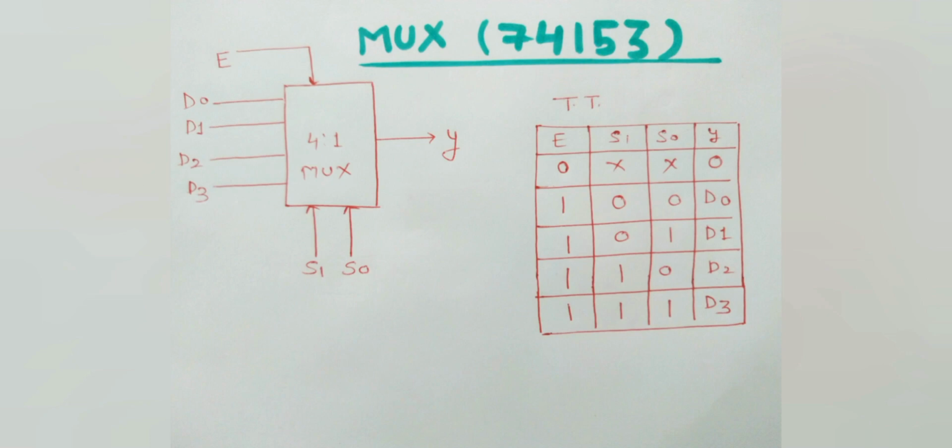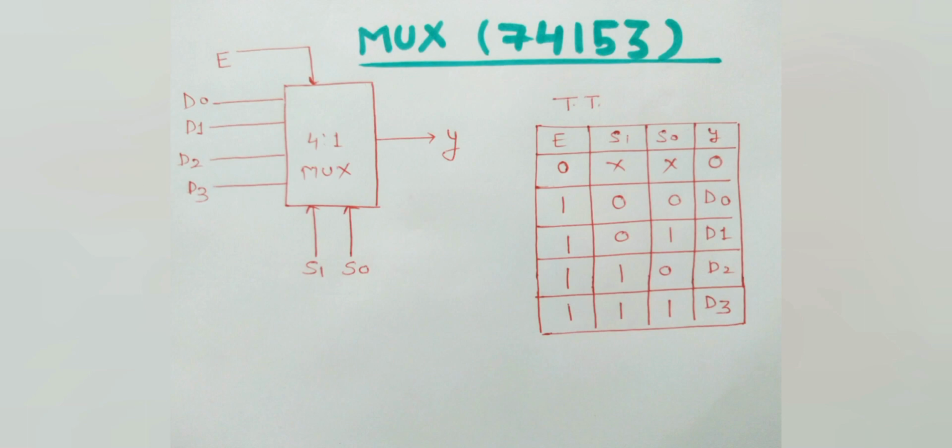What is a MUX? A multiplexer is a combinational circuit with many inputs and one output. It is also called a many-into-one device. As we can see here for a 4:1 MUX, D0, D1, D2, D3 are the inputs, and one of the inputs can be transferred over a single line, that is the only one output.